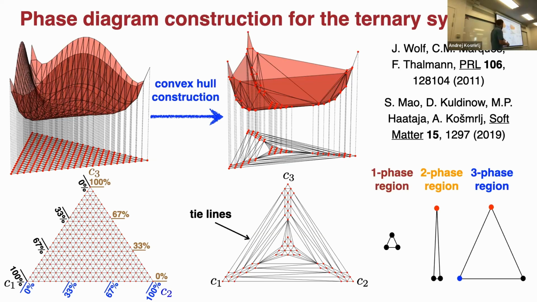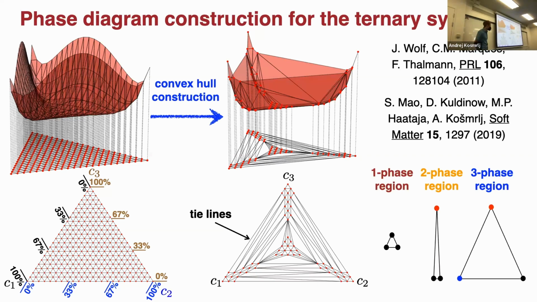And where the discretization becomes important is if you want to resolve the phase boundaries accurately. That becomes especially important near the critical points, because then the compositions of the coexisting phases are very close to each other and so on.